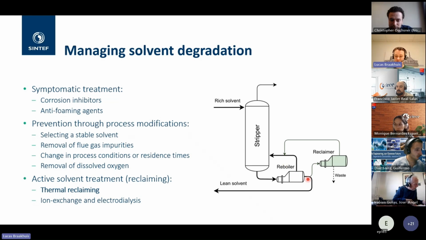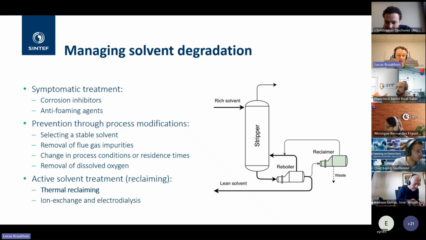So a small side stream is taken from the reboiler and is entered into the reclaimer. Here the solution is brought in contact with a strong base to release some of the impurities and to free up the amine. And then the amine is boiled off and returned back to the stripper, to the process flow, whereas the impurities and the degradation products remain behind in the reclaimer, and they're removed as a waste product.